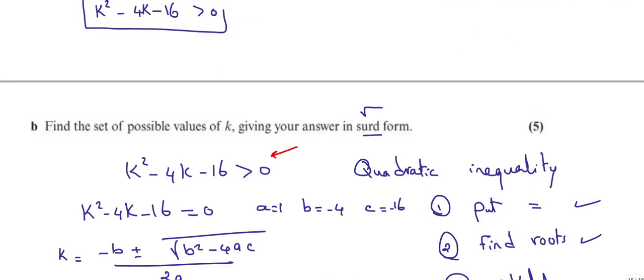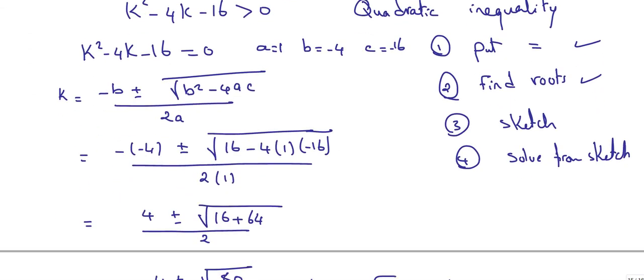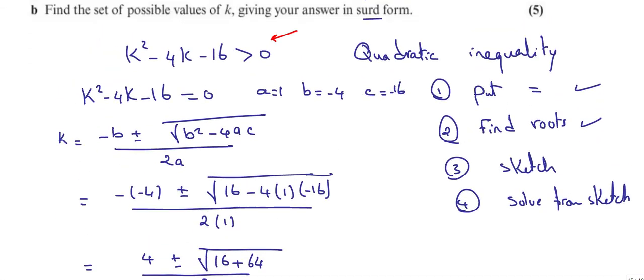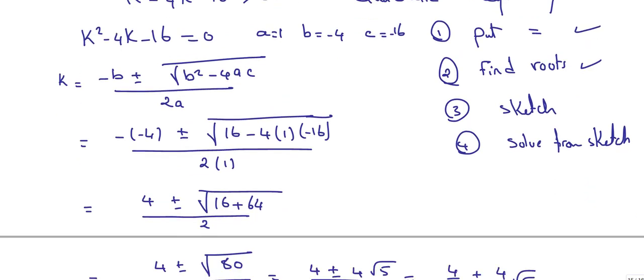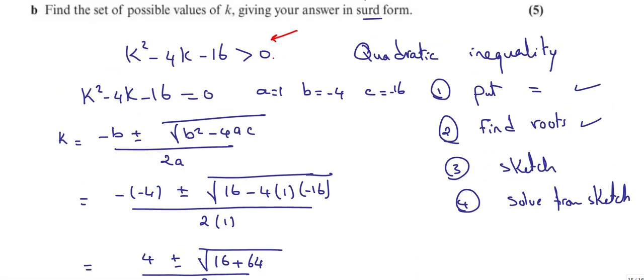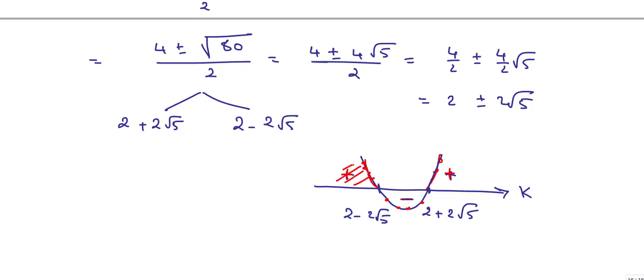So where is the answer? Check the inequality. Is it greater than or less than? Guys, is it less than 0 or greater than 0? Hello guys, can you hear me? Greater than 0. This is greater than 0: k squared minus 4k minus 16 greater than 0. If it's greater than 0, choose the positive regions, so do this and this. If it's less than, choose the negative.